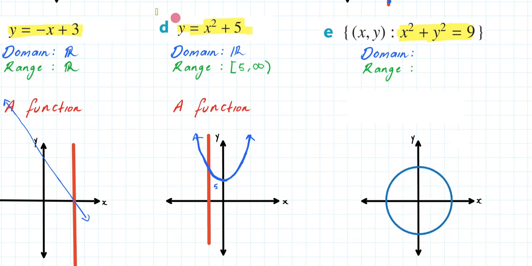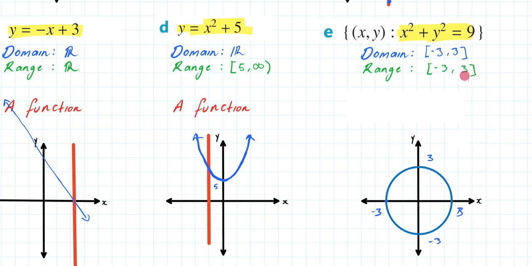My domain is going to be, well, let me do some more. This is going to be -3. This would be 3. This would be 3. This would be -3. So my domain will be from -3 to 3, and my range will be from -3 to 3 as well.